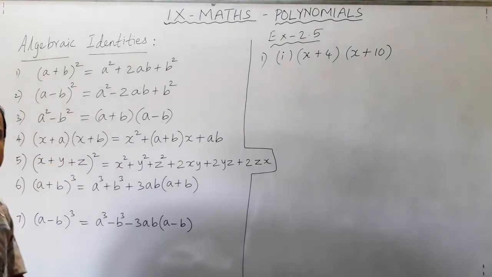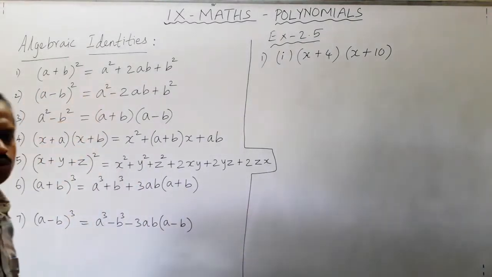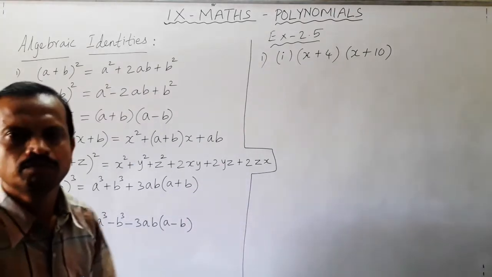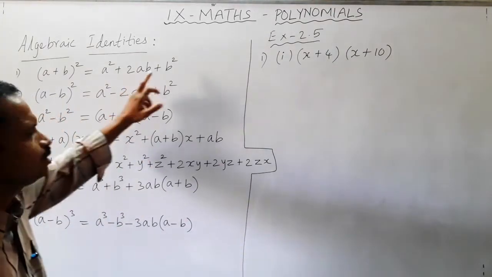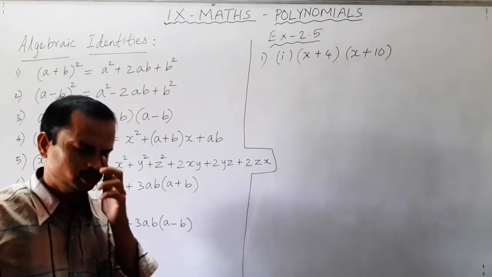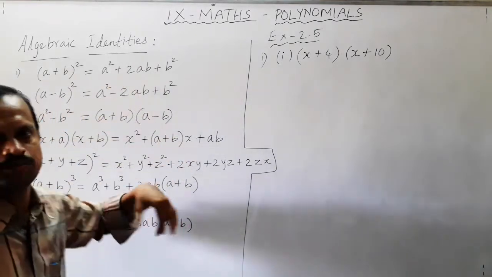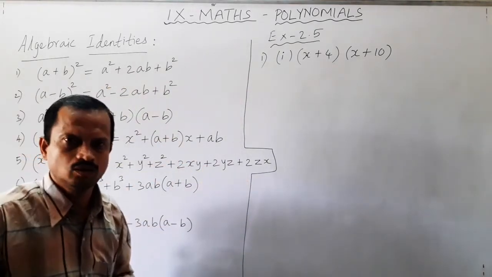The first one, (a plus b) whole square is equal to a square plus 2ab plus b square. So the order you may change. You can change and read. Okay, a square plus b square plus 2ab. That's no matter and no problem.